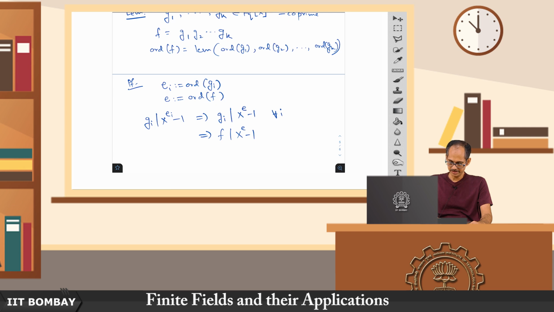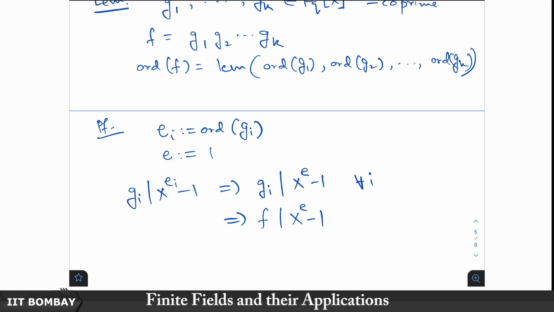So, f divides x^e minus 1, but that may not mean that e is indeed the order. Okay, what is this e? Actually, we define e to be the LCM. We will show that this is the order.